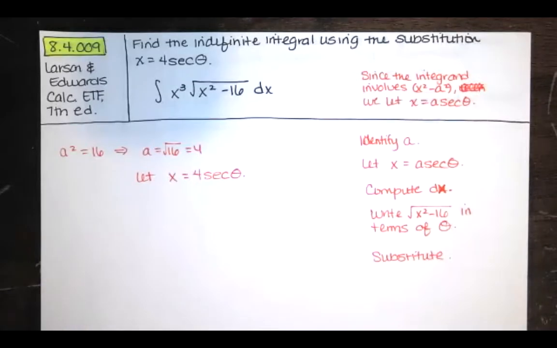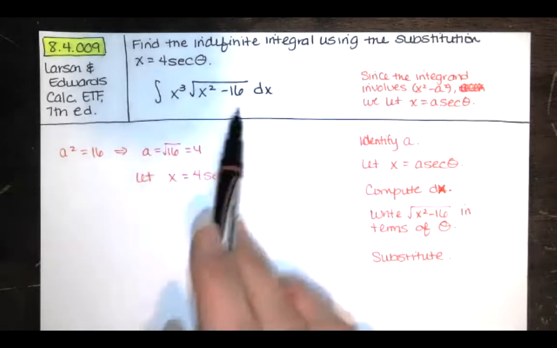In this video, we solve problem 8.4.009 from the Larson and Edwards Calculus Early Transcendental Functions text, 7th edition. We're asked to find or evaluate the indefinite integral using the substitution x equals 4 secant of theta. So we have this integral.